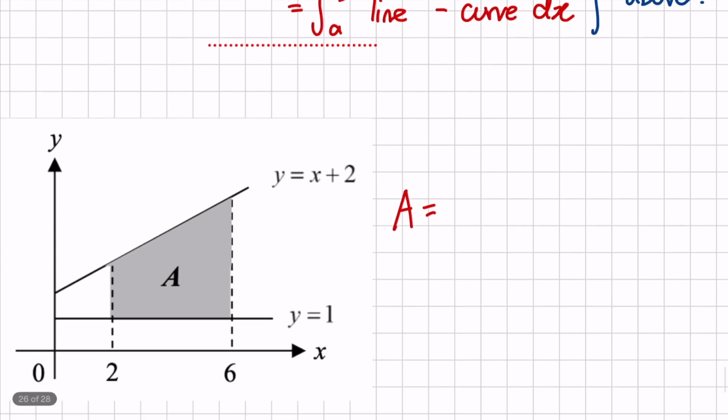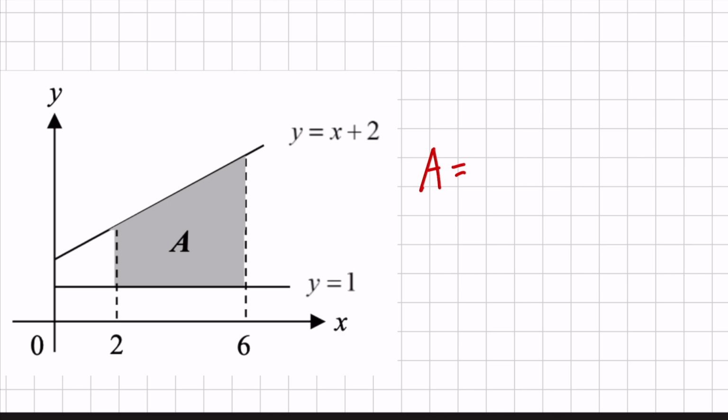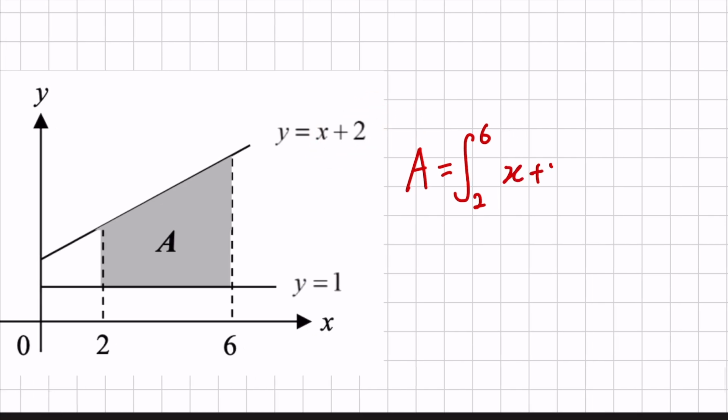So let's look at one simple illustration. Let's say I have this diagram over here. I want to find area A. I know that I have this line here, y equals x plus 2, which is above the line y equals 1. So to find area A, the upper limit is 6 and the lower limit is 2. By definite integral, this is simply integrating from 2 to 6 the line that is above, y equals x plus 2, so this is x plus 2, minus the below part, which is y equals 1. Minus 1 dx.